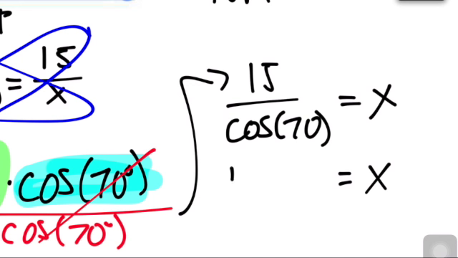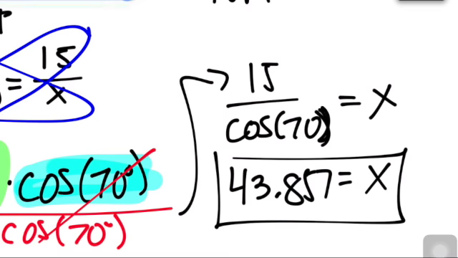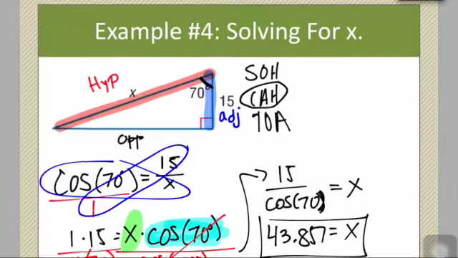And that is going to be 43.857. Okay, make sure you close your parenthesis when you're plugging in trig functions into the calculator.